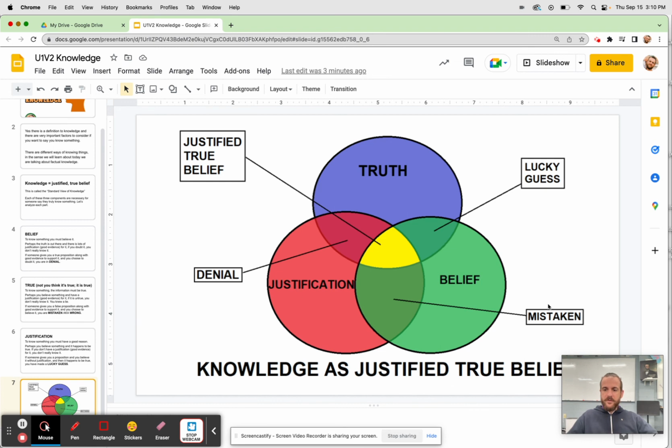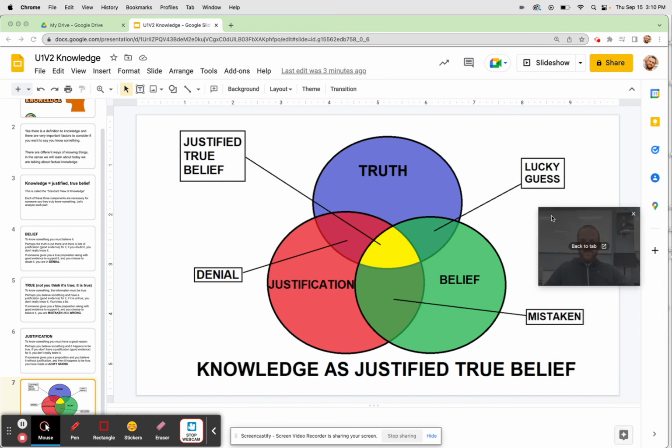And then here's a graph for you graph people, which is me. You have the truth circle, you have the justification circle, and the belief circle. If you have belief and truth, it's just a lucky guess. If you have truth and justification, it's just denial because you don't really believe it. If you have belief and justification, but it's not true, it's mistaken. You have to have all three to have a justified true belief in order to have what is commonly called knowledge. And this is the standard view of knowledge. This is Epistemology 101.